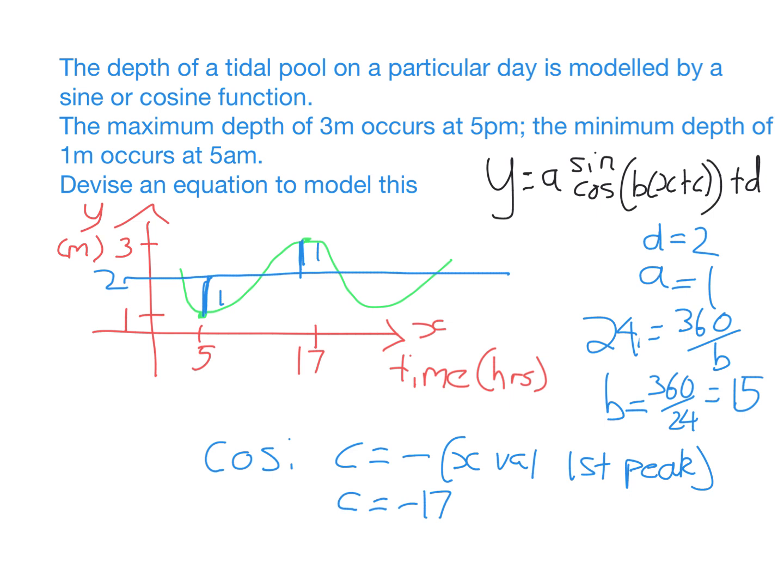So putting this all together, our equation is y equals A, 1, I don't really need to write it, but I'll just write it here to show you, cos of B x plus C, so here C was negative 17, plus D. This is an equation that models the information here. All right, let's now look at using this equation to solve a problem.